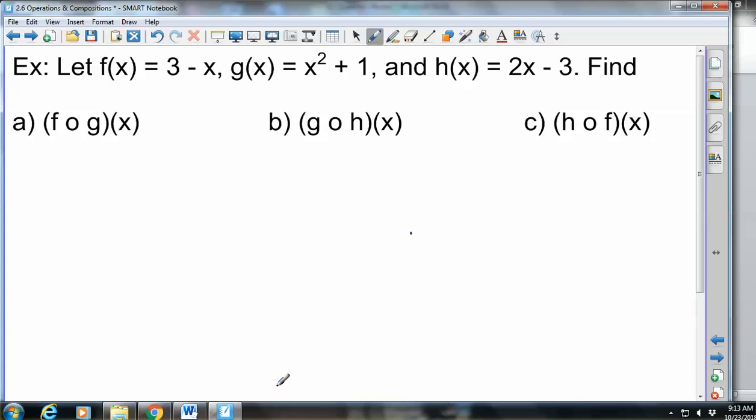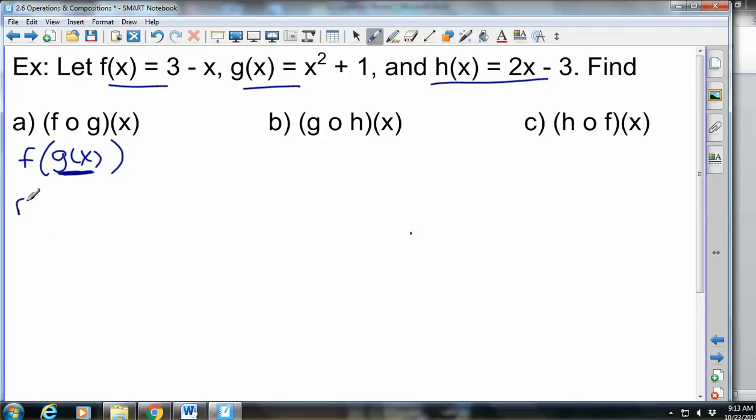Okay, how is this different than the previous problem? Doesn't look any different. There's not a number. Okay, so this one I have almost the same functions. I have an f, I have a g, and I have an h. Part A is asking me to find f composed with g of x. So that is f of g of x. You start on the inside.